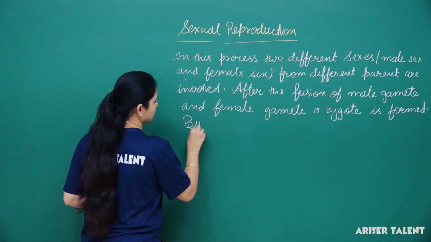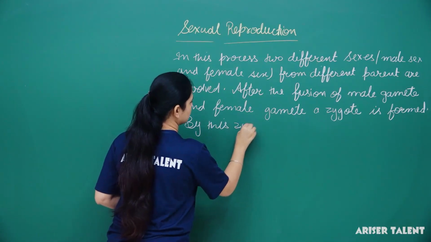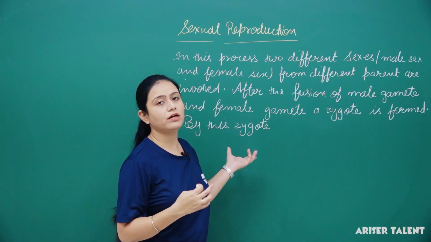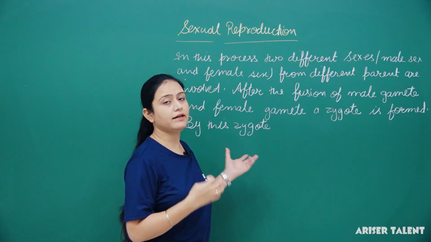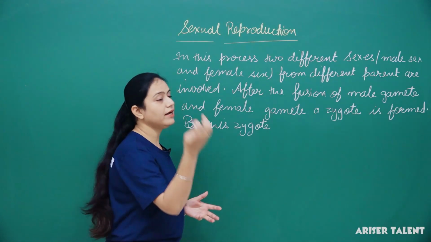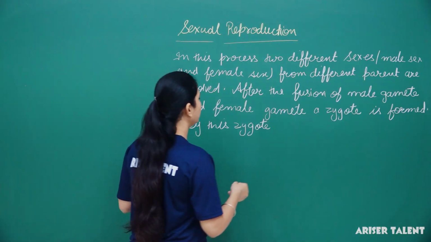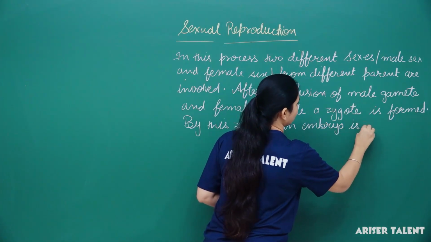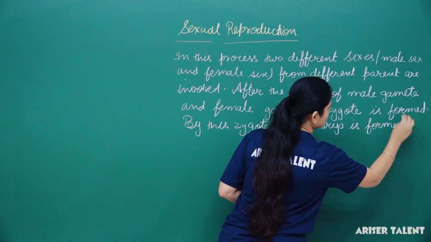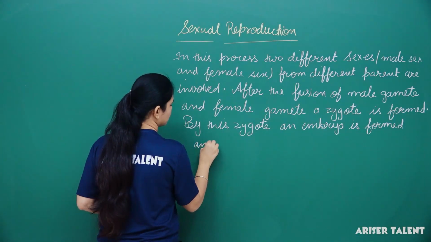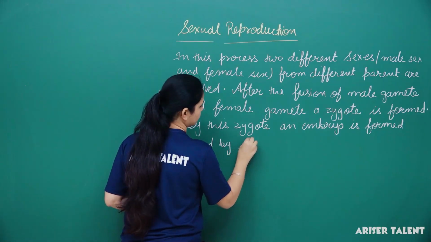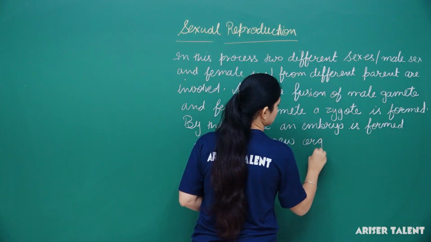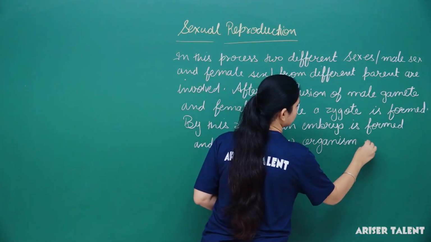By this zygote, means the cells present in the zygote divide and convert into an embryo, and then it forms a new organism. Okay, by this zygote an embryo is formed and by it a new organism develops.